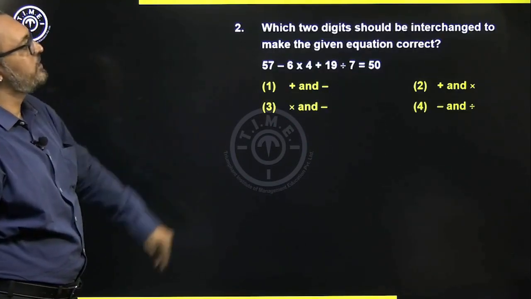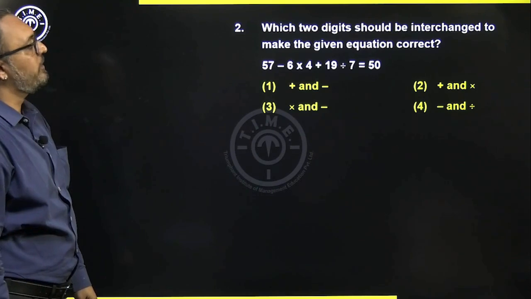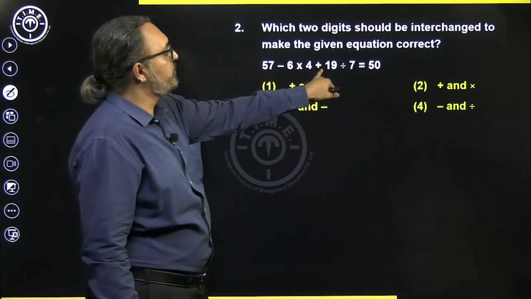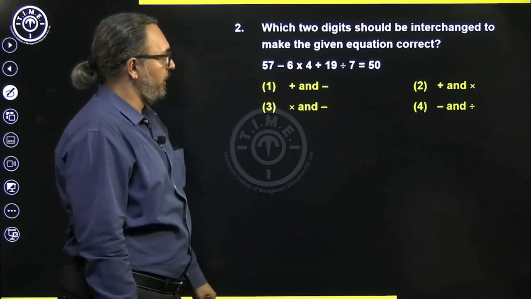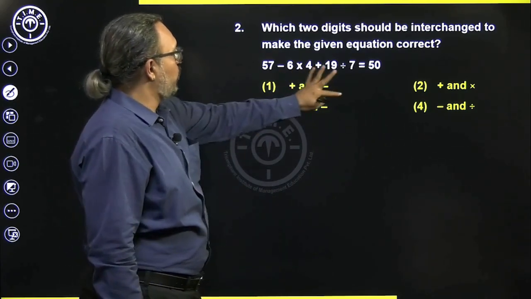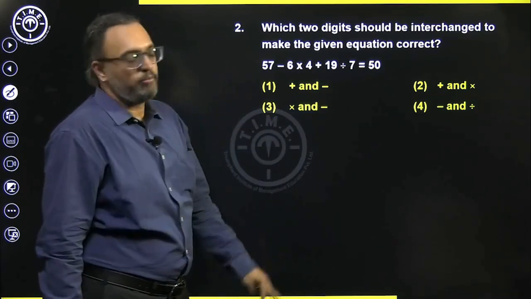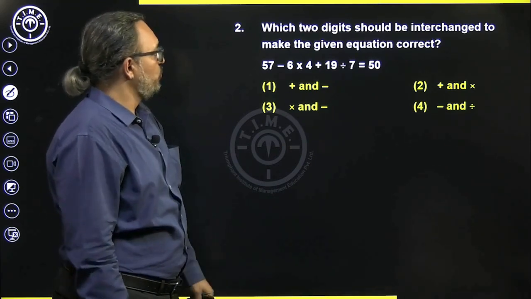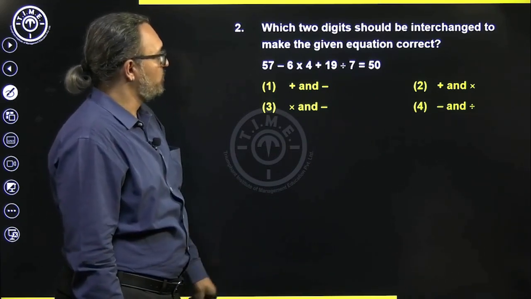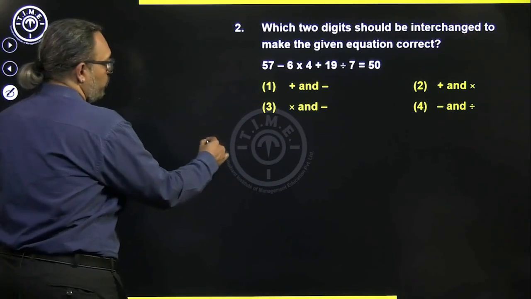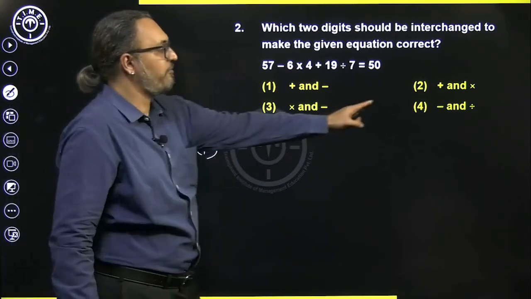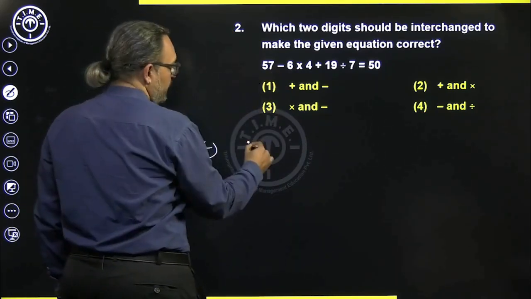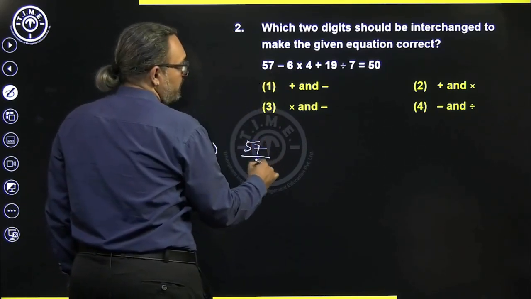Next, which two digits should be interchanged to make the given equation correct? Now here, do you see 19 divided by 7? I would prefer to check division first because 19 divided by 7 is not going to work for us. So let me start with the division. I'll take the fourth option because in that fourth option only I have division and minus to be interchanged. So if I do that, minus is here. So I get 57 divided by 6.